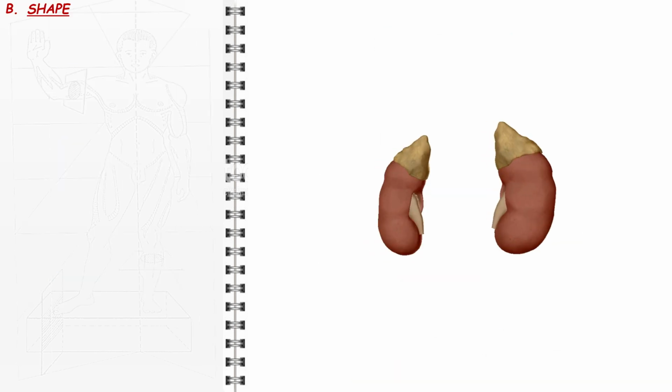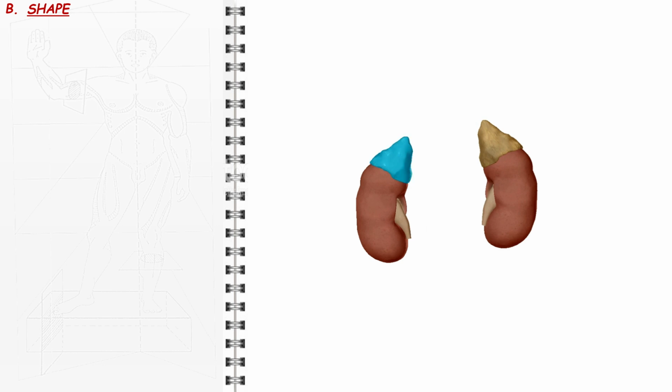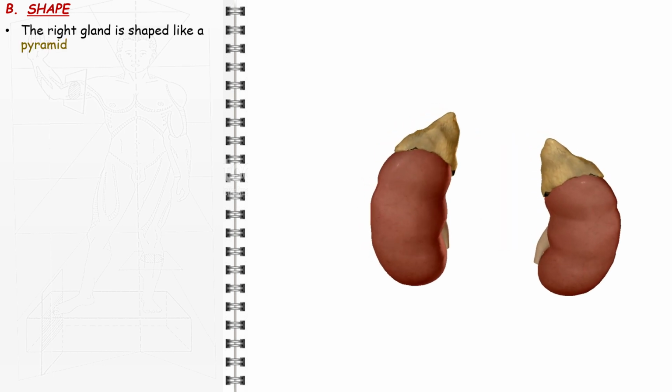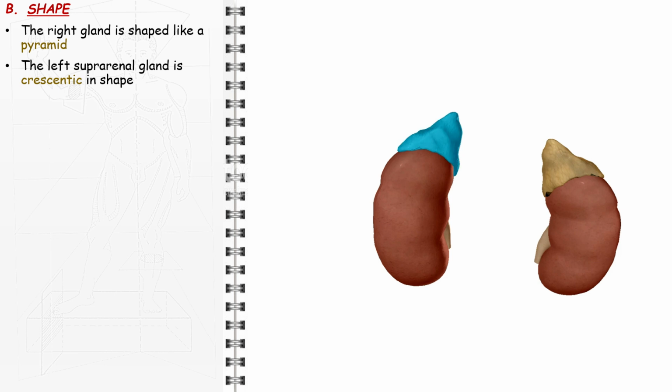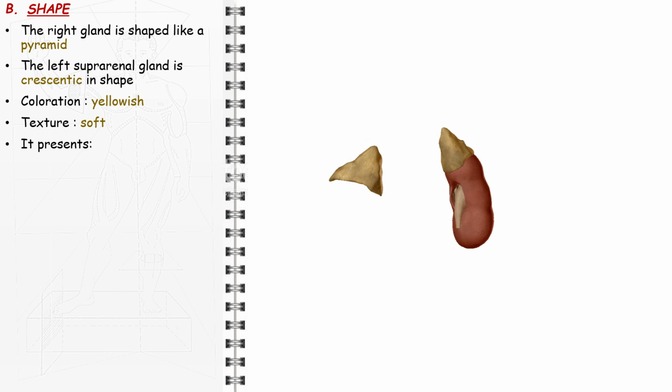The adrenal glands are somewhat asymmetrical. The right gland is shaped like a pyramid whereas the left gland is crescentic in shape. They are rather yellowish in color and have a soft texture. Each gland has three faces: anterior, posterior and renal, as well as two borders, superior and medial.